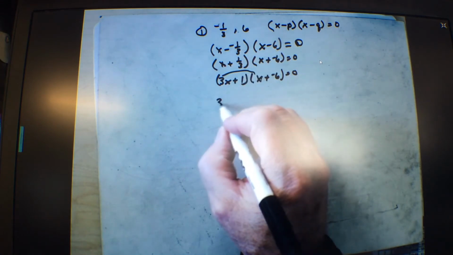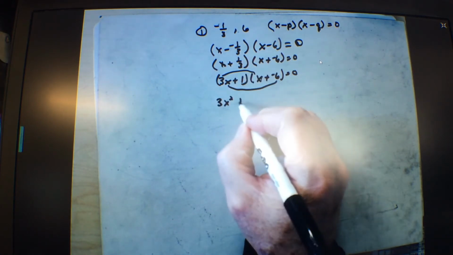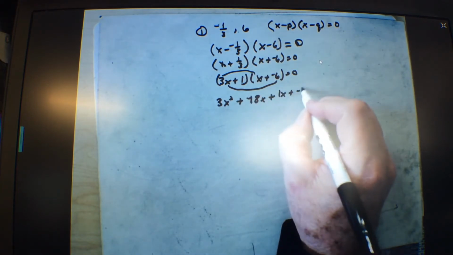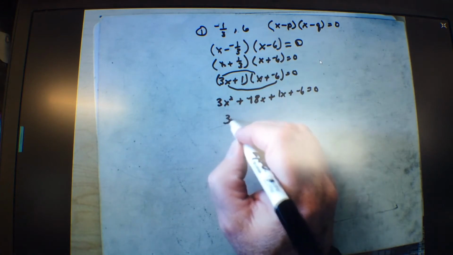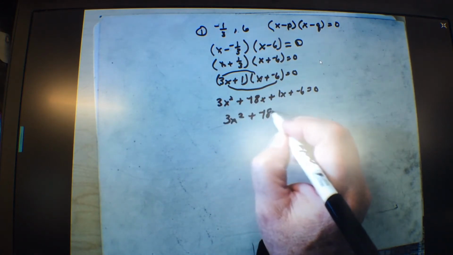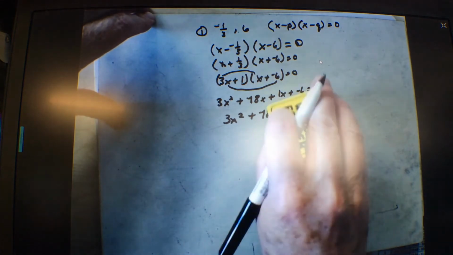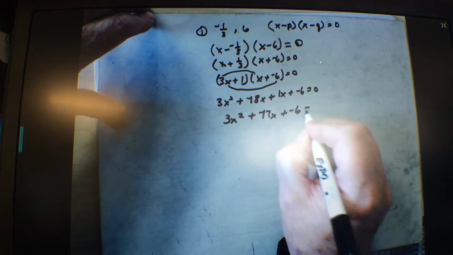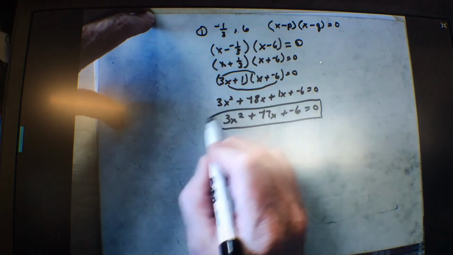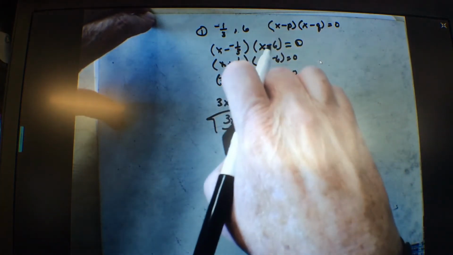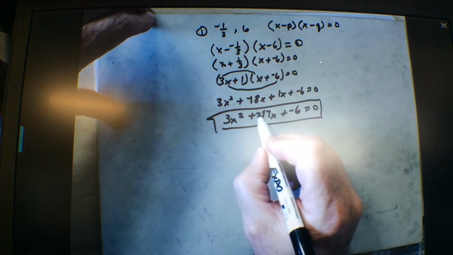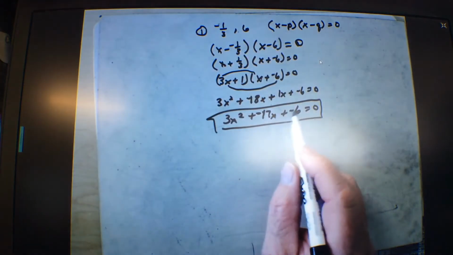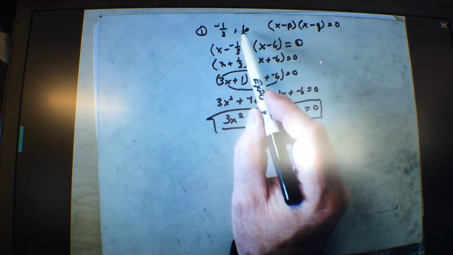So I have 3x squared plus a negative 18x plus 1x plus a negative 6 equals 0. So 3x squared plus a negative 18x, nope, plus negative 17x, isn't it? Yep. Plus a negative 6 equals 0. This parabola, if I was to graph it, would touch the x-axis at negative 1/3 and 6.